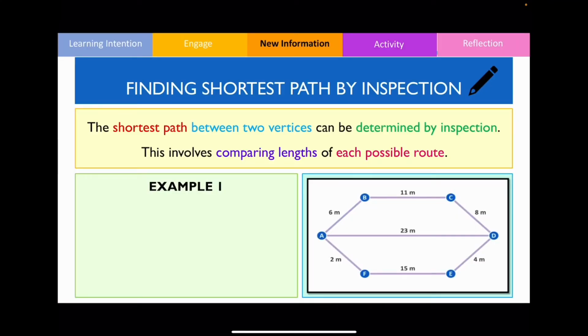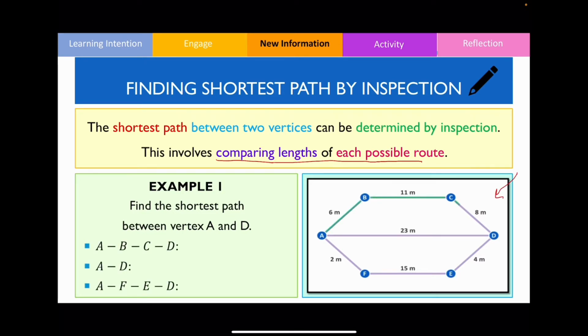So what we do is essentially we compare the lengths of each possible route between those two vertices. I'll give you an example to show what I mean by this. In this example, let's find out what is the shortest path between vertex A and D. Now, if you look at this particular network, you can see that there are three possible ways for us to go from vertex A to vertex D. And we're going to examine which one of the following routes has the shortest path.